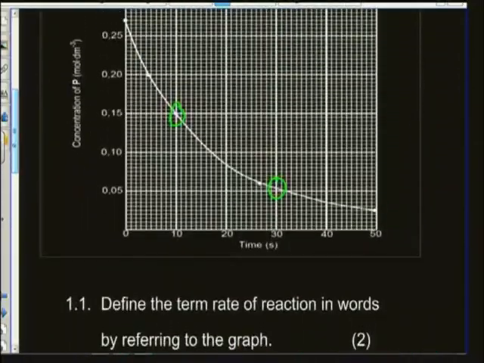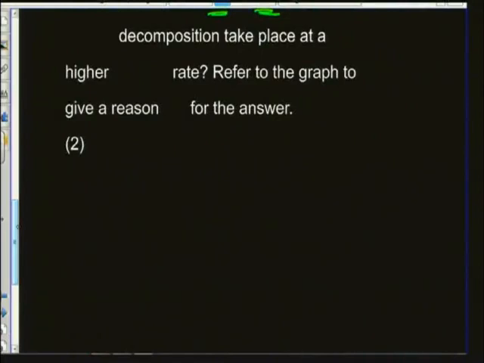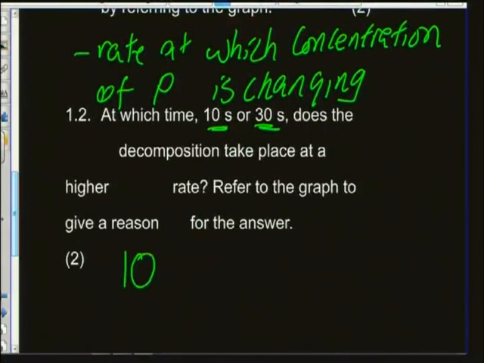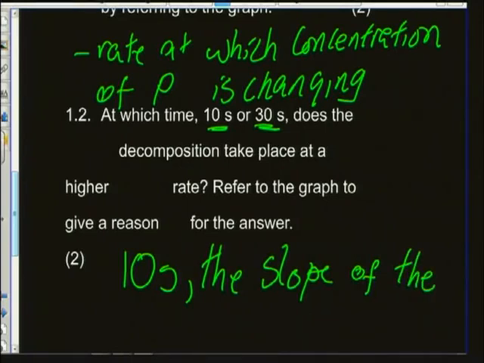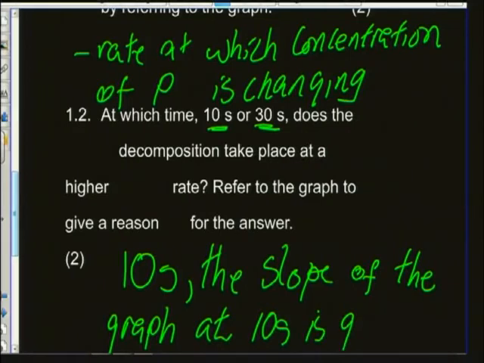Now, you can look at the slope of this graph. When you look at the slope of this graph, at 10 it is greater than the one at 30. In other words, here the slope is much greater than there. So for this, you will say at 10 seconds, that's where the decomposition of P was the fastest, or was higher. And then what is the reason? Now, you will say the slope of the graph at 10 seconds is greater.